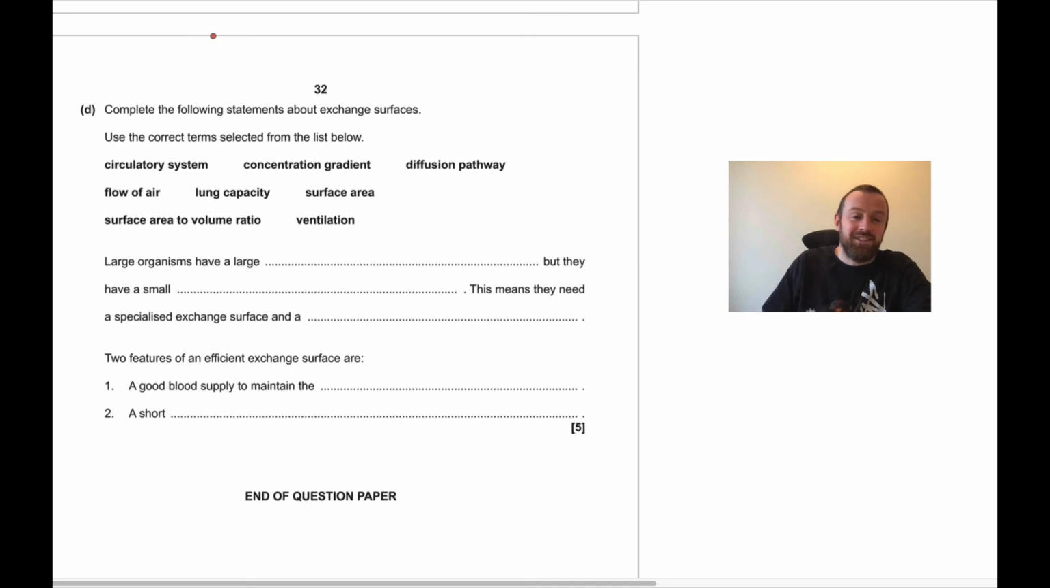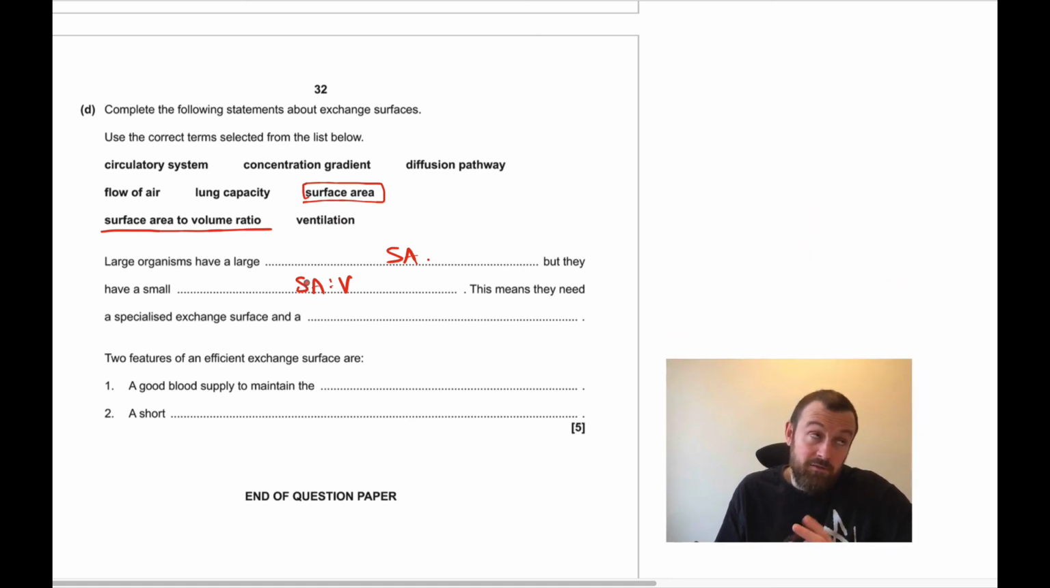Okay, great, last question. So this is just a nice, easy 5 marks at the end. What a nice little bonus at the end. Hopefully you got some good marks in this. So large organisms have a large surface area. Think about an elephant, which has a big surface area. So SA for that one. But they have a small surface area to volume ratio. I'm just going to write shorthand, SA to V. Because the bigger an object is, the smaller the surface area to volume ratio is.